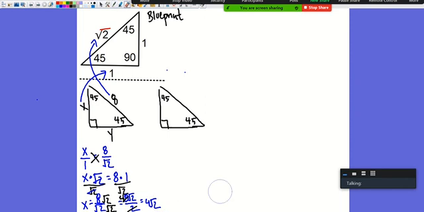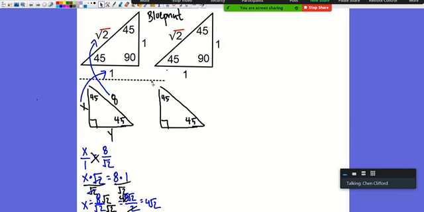Now I'll show you guys one more example. Let's pretend you have this here. You actually don't have to link up y in this case. I mean, you can if you want, you can do y all over again. But x in this case is going to be the same as y. So y is also going to equal 4 root 2.